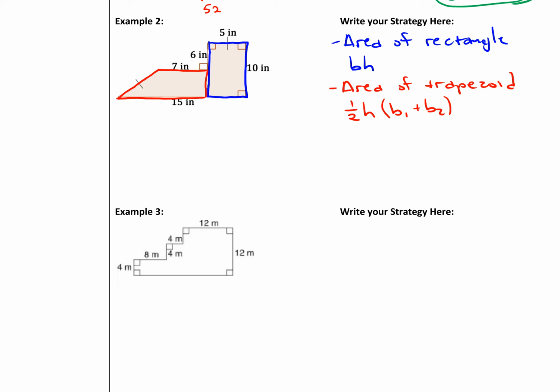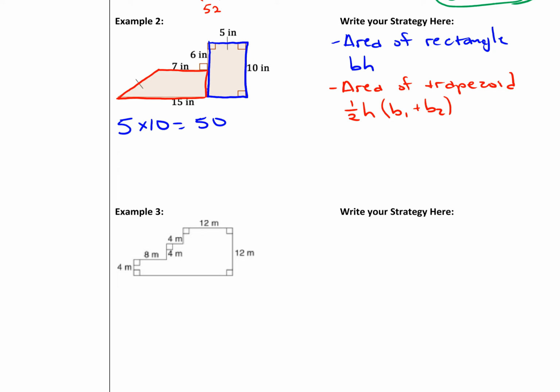Area of a rectangle we know is base times height, and just take a look. Just cover up that trapezoid and look at that blue rectangle I shaded there. 5 inches by 10 inches. 5 times 10 equals 50. So the area of that rectangle is 50 square inches.